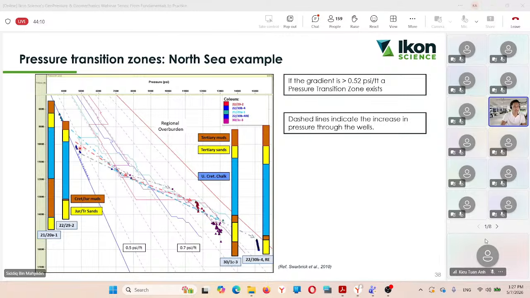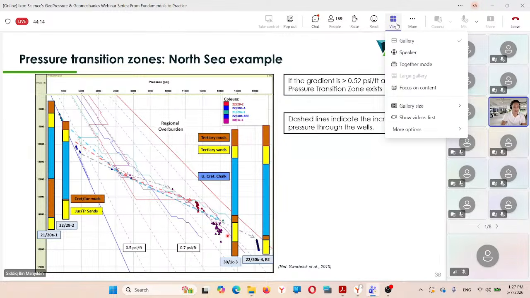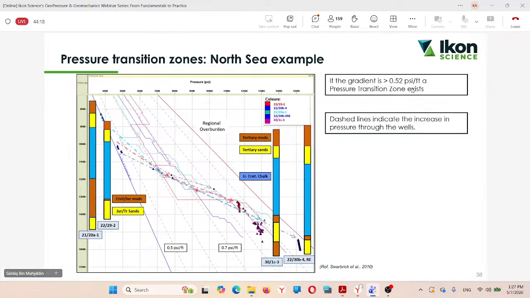So for the carbonates there, we understand that it might not follow the sand units up here and down there, but it will follow a pressure transition zone, because sometimes the impermeability makes it difficult to equilibrate between these two reservoirs up here. That's why you have a very high gradient for your pore pressure.